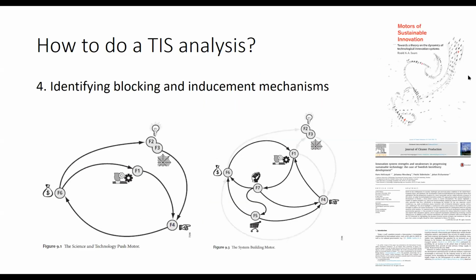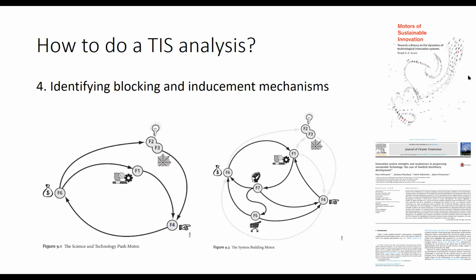Based on the functional analysis, one can then identify blocking or inducement mechanisms for the development of the technological innovation system. This is the last step before discussing policy implications of the study. The intuitive approach here is often to focus on the weakest performing functions relative to some kind of benchmark, which might, for instance, be competing technologies. However, identifying blocking and inducement mechanisms also requires attention to the interactions between functions. So basically how they influence each other.